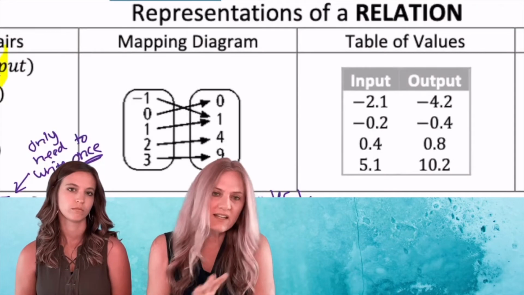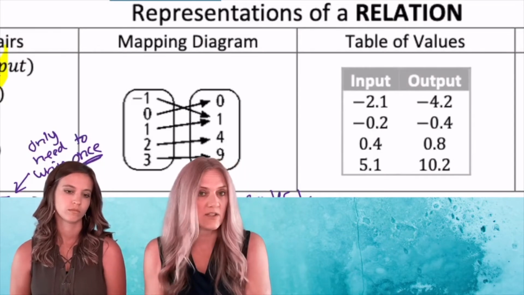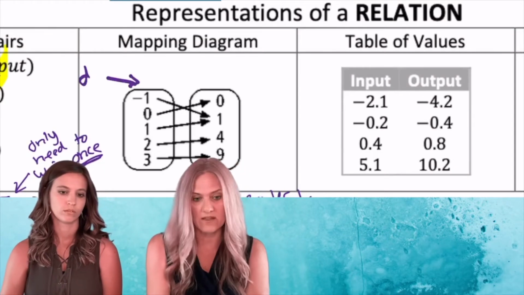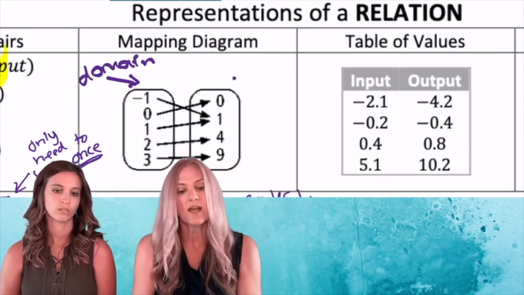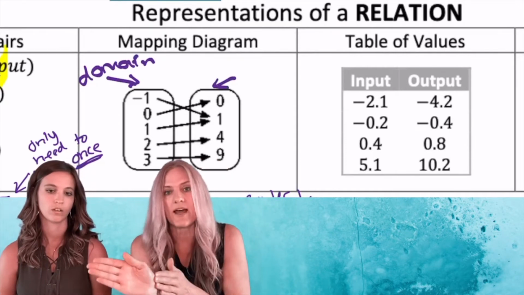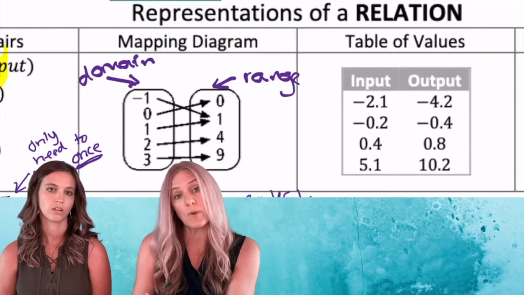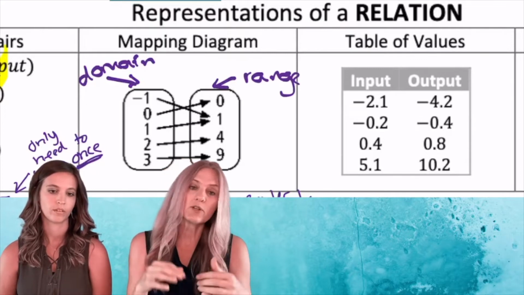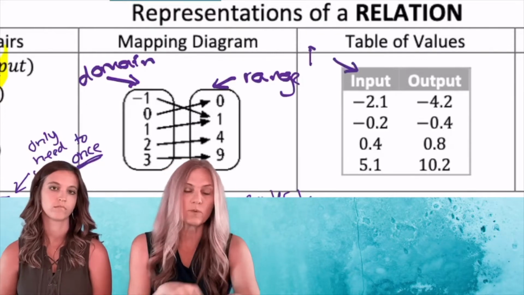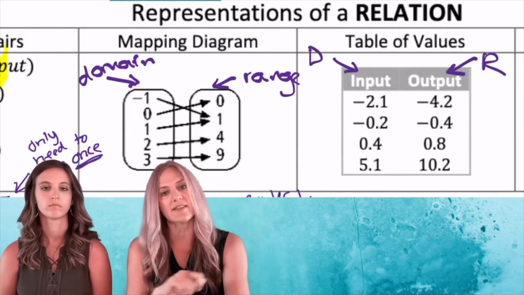The next one we look at is just that mapping diagram, and we didn't take time to write all this out, but just to emphasize, remember that the inputs are the domain, so that -1, 0, 1, 2, 3, and then the arrows are pointing to the outputs, so that column is going to be the range. Similarly, if you look at the table of values, the inputs, you would list that as your domain, the outputs, that's your range.